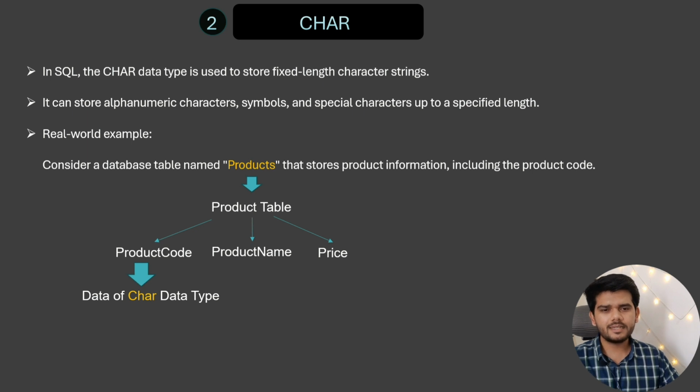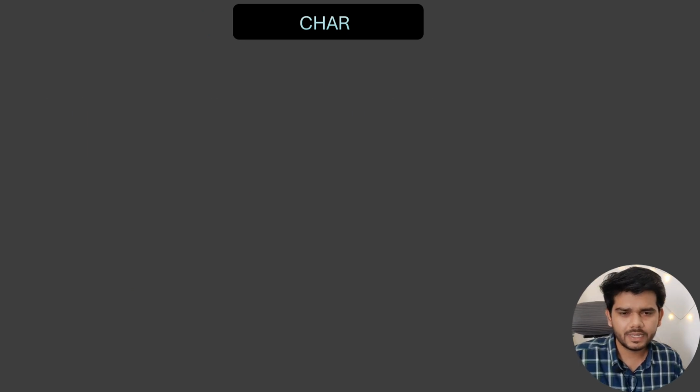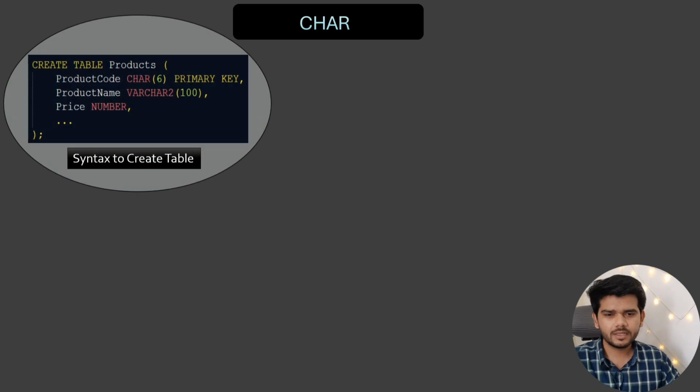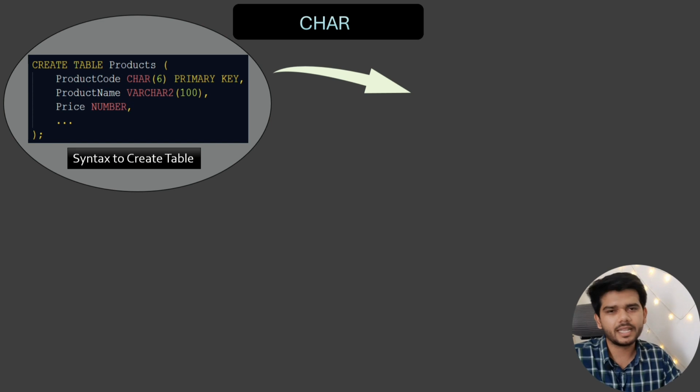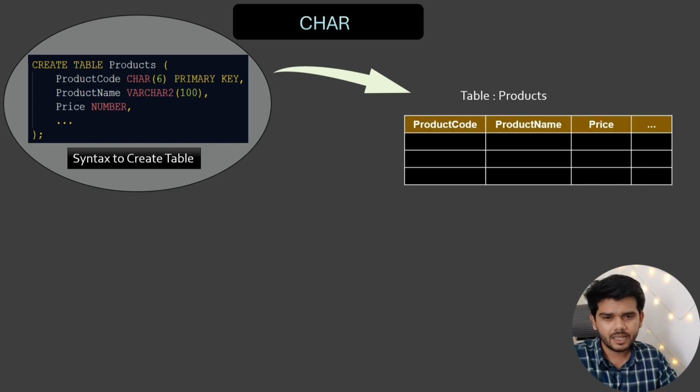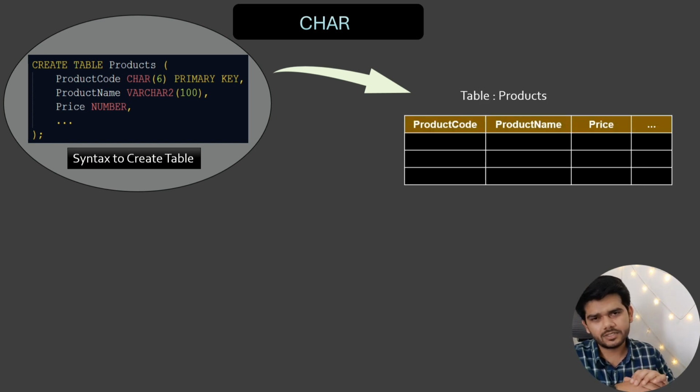Let's understand the char data type using the below real world example. Consider a database table named product that stores product information, including the product code. The product code could be represented as char data type. First we'll understand the syntax to create the table. We'll create the table using this syntax, and after execution of this syntax, we'll be able to see the table structure like this. The table has already been created. So let's understand the table creation syntax.